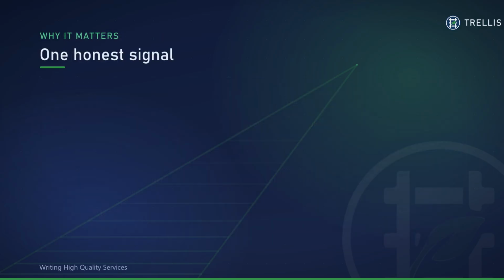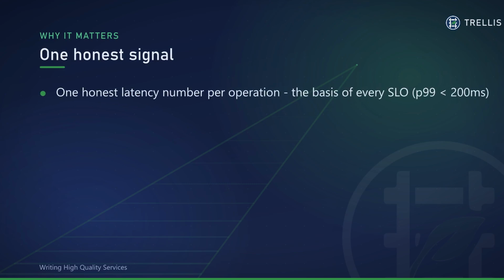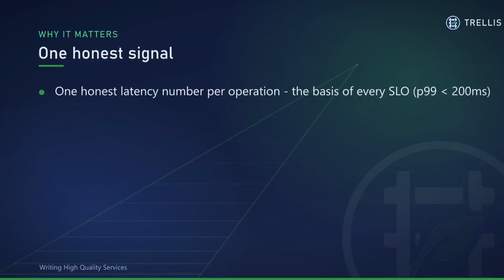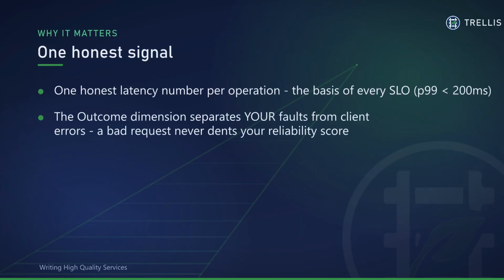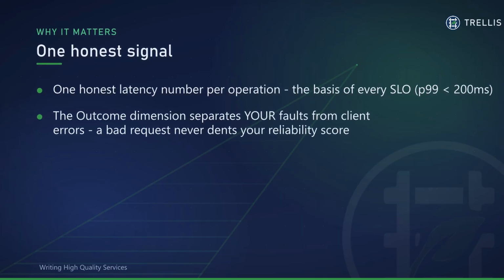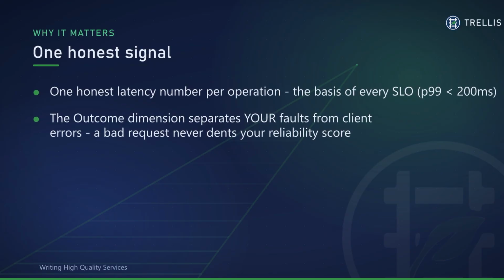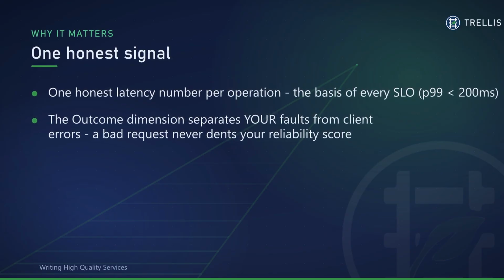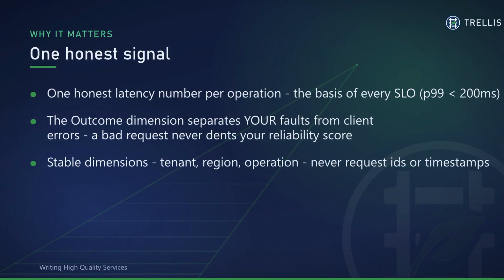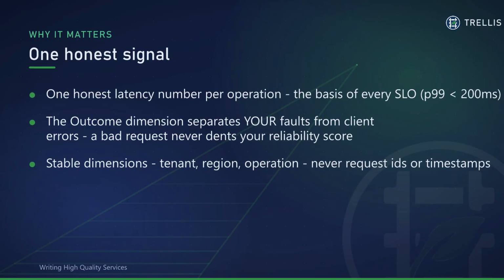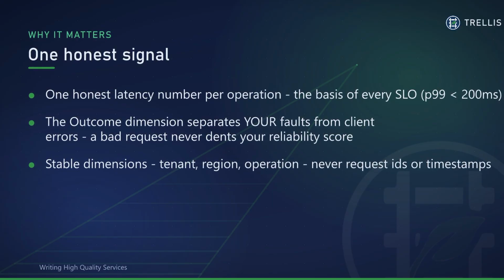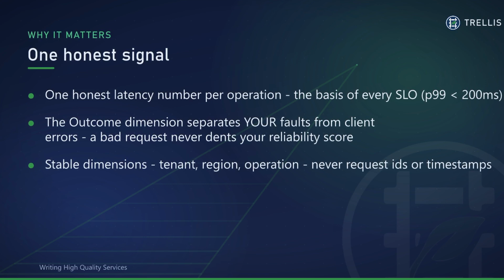So why does this one metric matter so much? 3 reasons. 1, it gives you a single, honest latency number per operation, and that's the basis of every service level objective you'll ever write, like 99th percentile latency under 200 milliseconds. 2, the outcome dimension separates your faults from the client's. A flood of 404s from a buggy caller shouldn't dent your reliability score, and because outcome tags client errors separately, it doesn't. And 3, every dimension is stable and low cardinality, tenant, region, operation, never a request ID or a timestamp, so your metrics stay cheap and your dashboards stay fast.